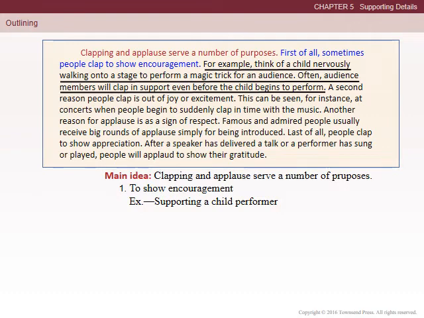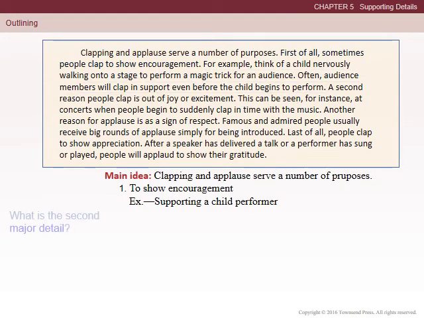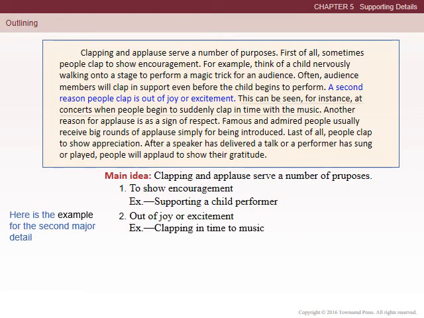Our first major support starts with the word first, and we have to show encouragement. Notice that we're not writing down the whole sentence, we're just writing down a portion of the sentence and also just a portion of the example. We don't want to write down the whole example. So for the second major detail, with the words a second, what we'll write down is just out of joy or excitement. And then the example is clapping in time to the music.